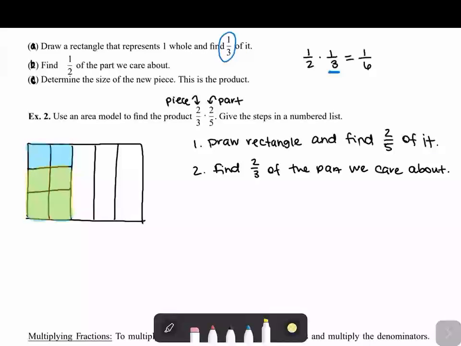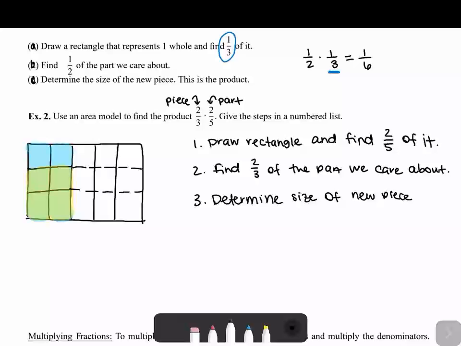Okay, so we shaded 2/3 of it. And then the third step is to determine the size of the new piece. And so this new piece is going to be the part that's double shaded. Okay, so like before, it's going to be easiest if we just extend these lines all the way across.